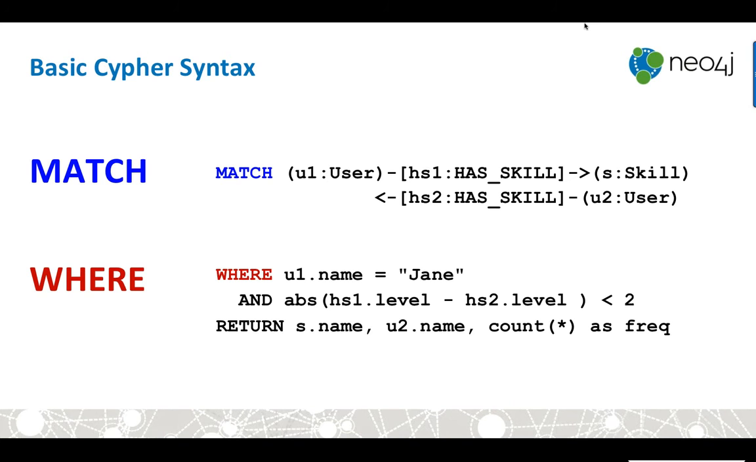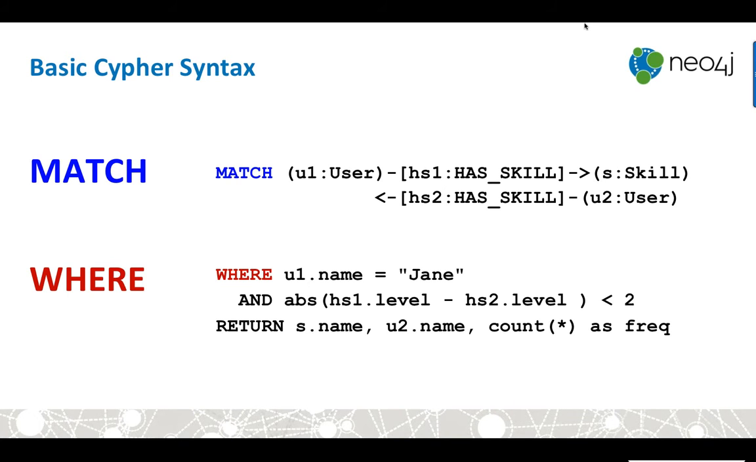So here it is in a slightly different format. In this case, we are looking at a skills database of employee skills, and we're trying to match a user who has a skill labeled as S. The U1 and the S and the U2 in this first query, as well as the HS1 and the HS2, are all aliases that you can use to refer to the nodes or relationships later on in the query.